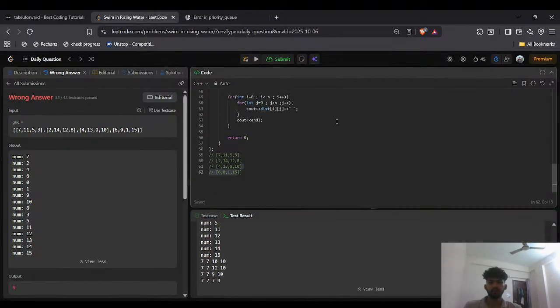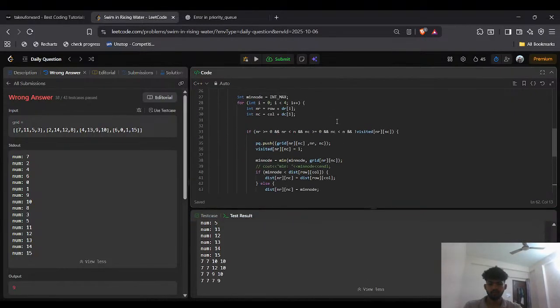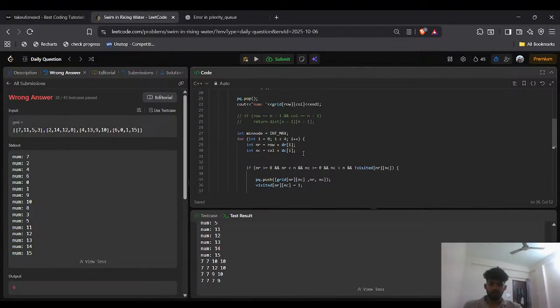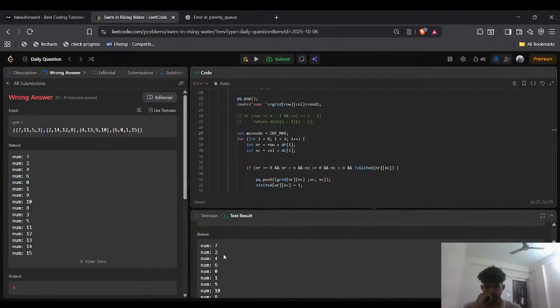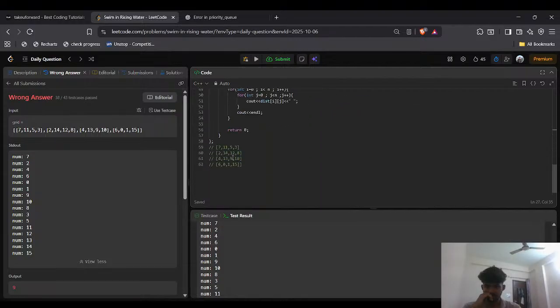I got it. Let me redo the things. Zero 6 7 2 4 6 0 1, 7 2 4 6 0 1 9 10. Then this goes up. Okay, I got it. What is happening? Then it goes up instead of down, which is okay.